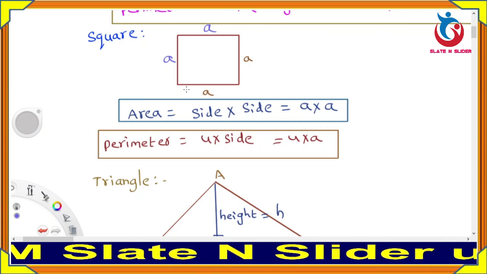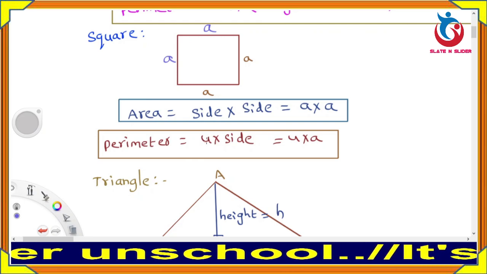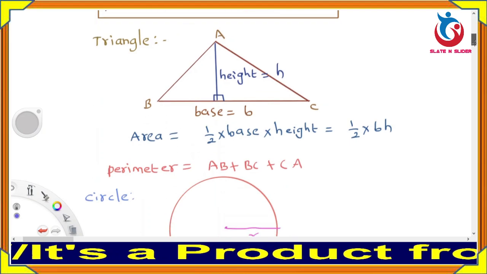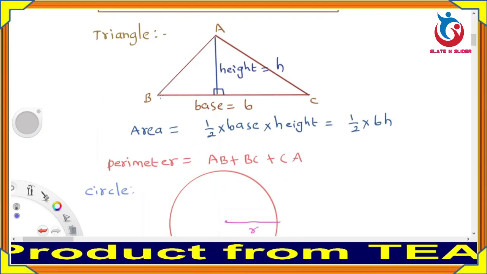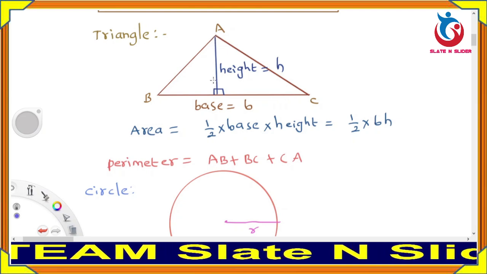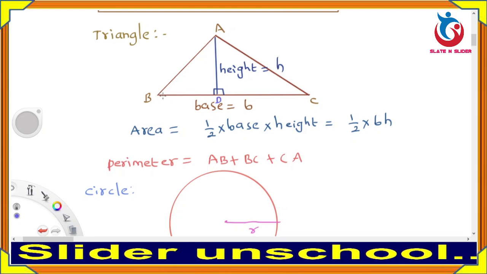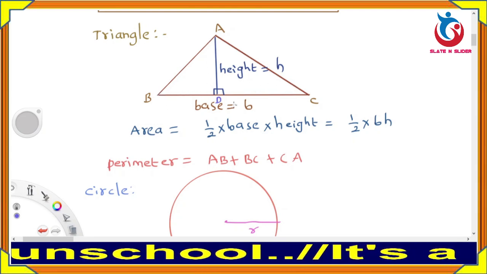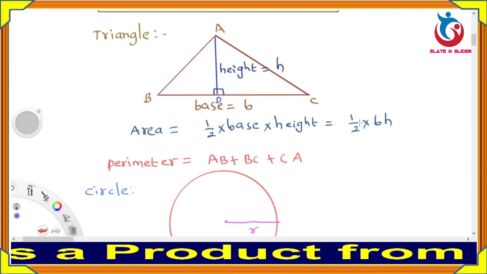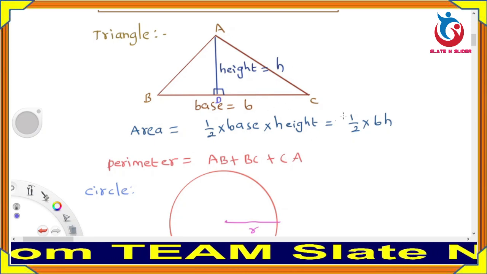And the perimeter is equal to the sum of all sides, so A plus A plus A plus A. It will become 4 into A, that is 4 into side. And we should know the area of the triangle. For a triangle we have to draw an altitude from a vertex to its opposite side. Here AD is the altitude and this altitude is drawn to the side BC. So this BC is called the base. The area of the triangle is equal to half into base into height, that is 1 by 2 into B into H, and the perimeter is equal to the sum of all sides, AB plus BC plus CA.